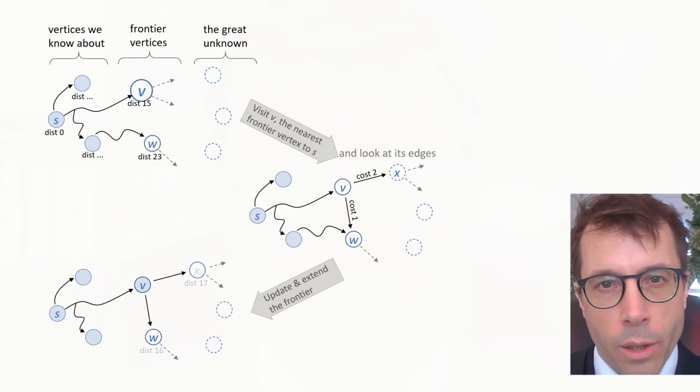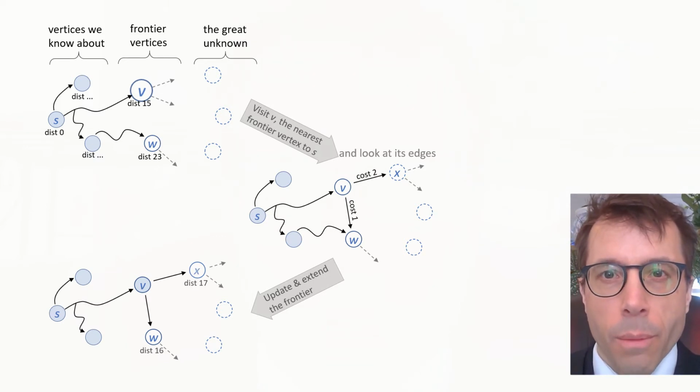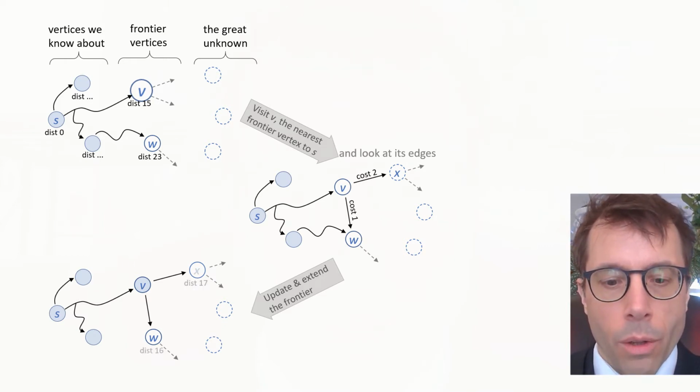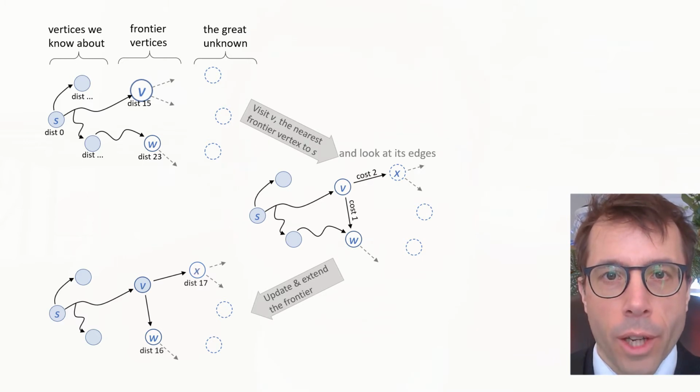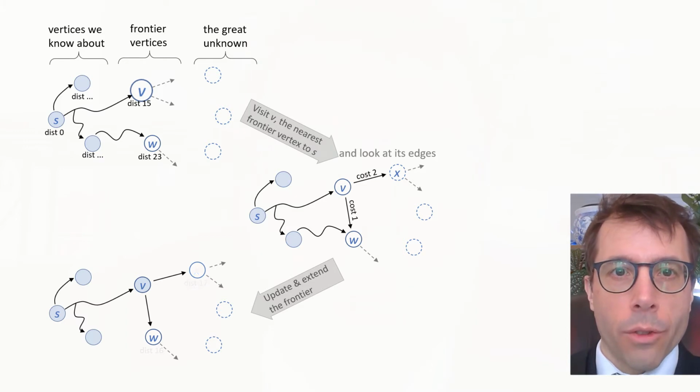As for X, we had never seen it before, so we can set best distance found so far to be 17, i.e. distance to V plus the edge cost from V to X. So, we've got a new set of frontier vertices, X and W, and we'll mark V as already explored. And the algorithm just goes on like this, greedily picking the closest frontier vertex at every iteration. Good, so let's turn this into code.